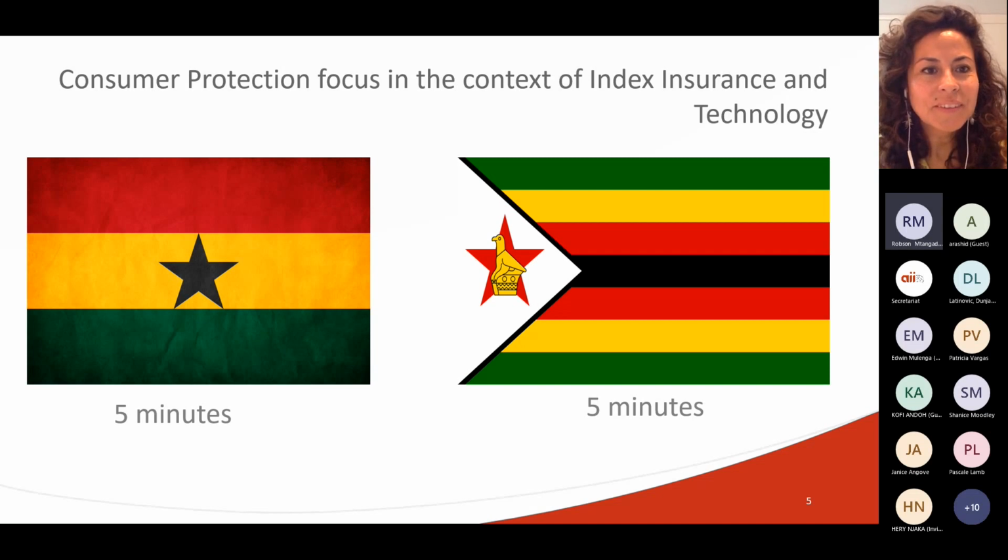Then in terms of government involvement, as I highlighted, the product was initiated by private companies. What we are seeing at the moment is government's keen interest to come into that space through some insurance companies related to government. We have the agricultural insurance company in Zimbabwe that was recently launched to specifically cater for small farmers through government support.